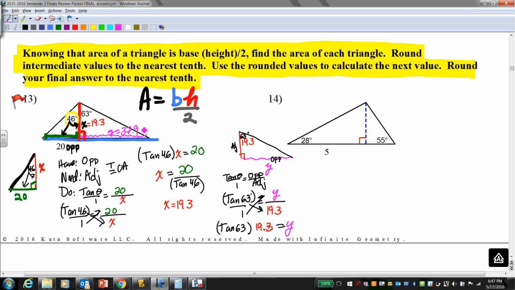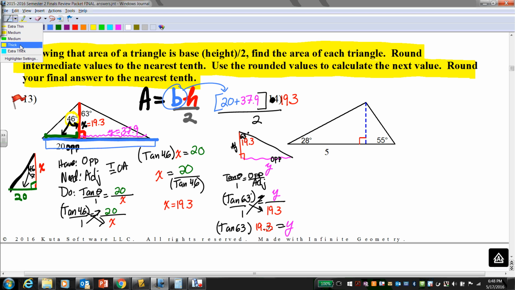Now we have everything we need to actually find the area. Our area equals base. Our base is this entire thing. So our base is going to be 20 plus that 37.9. That's going to constitute our entire base, times our height, which is 19.3, over 2. You finish this out yourself and check your answer.